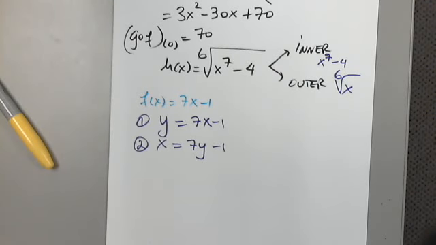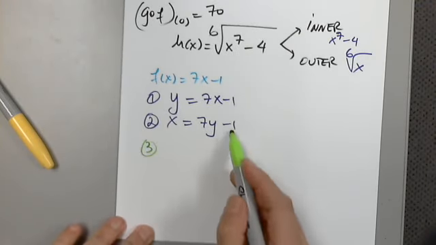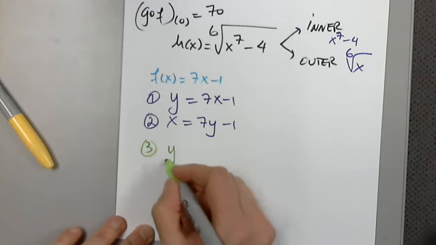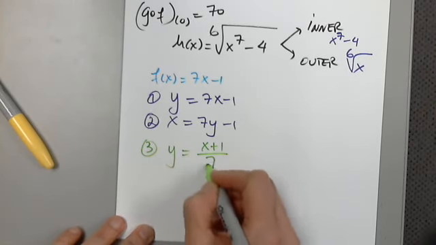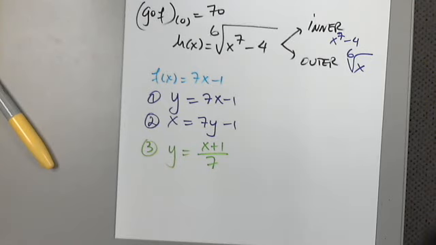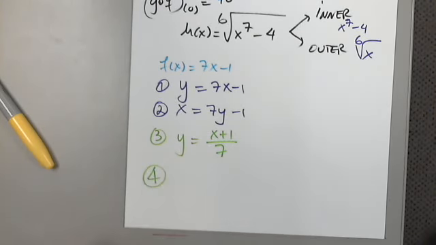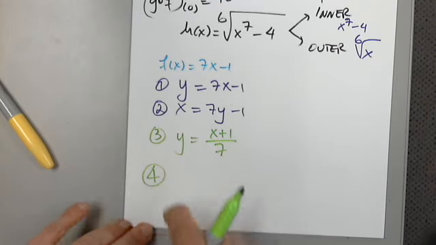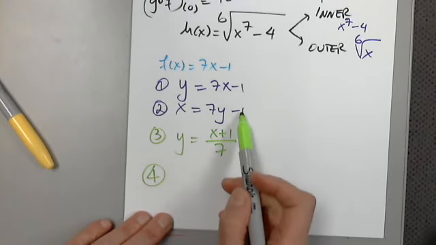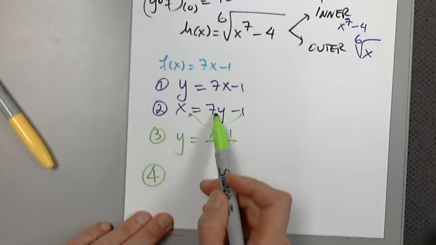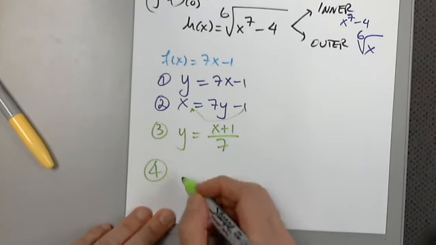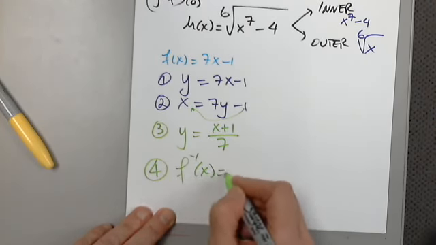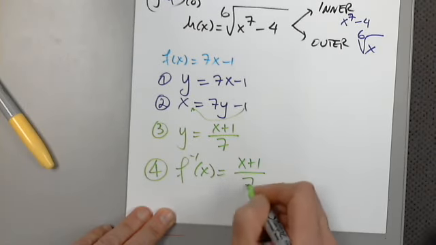So now in step 3, what do I do? I solve for y. So I add 1 and divide by 7. So y equals x plus 1 divided by 7. And step 4, I use the notation F inverse for this. No problem. So then F inverse is x plus 1 over 7.